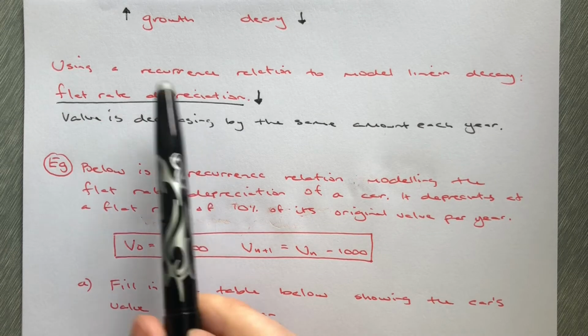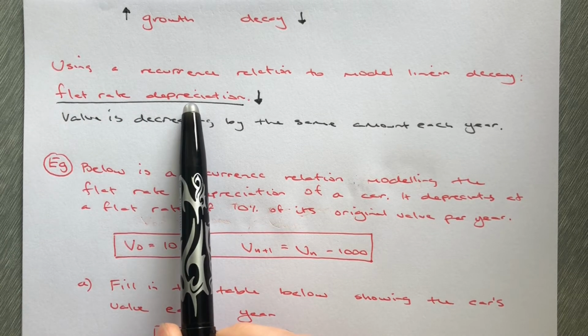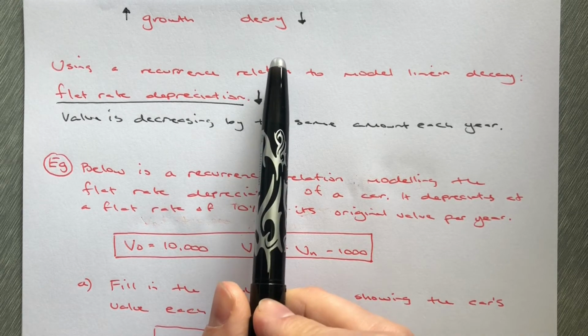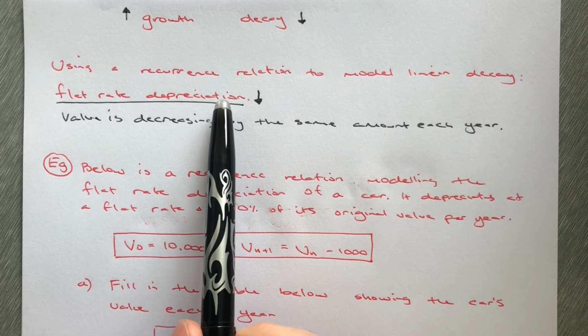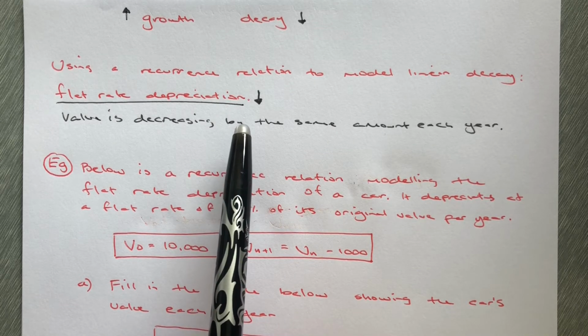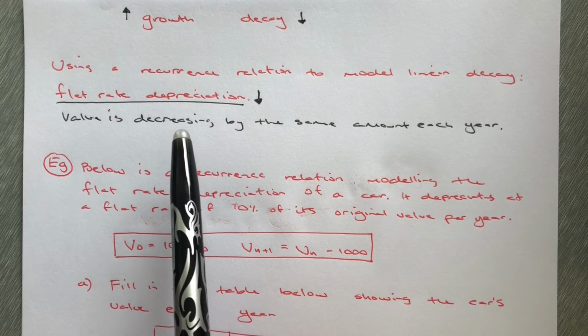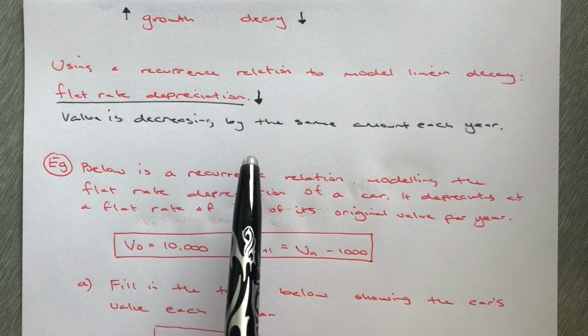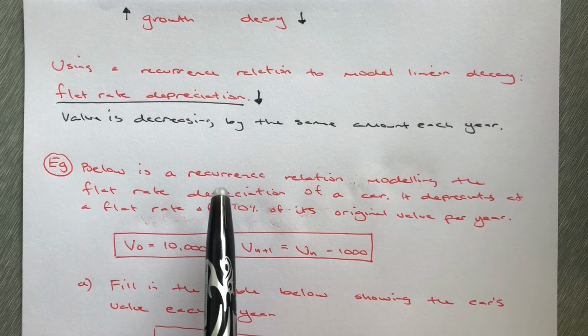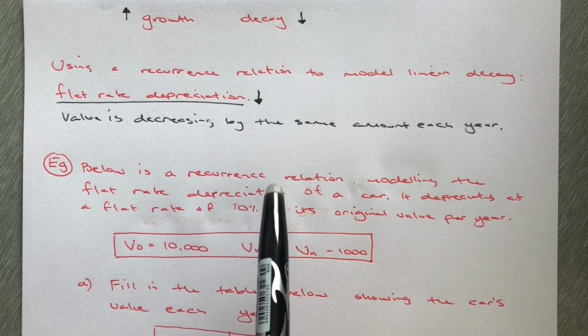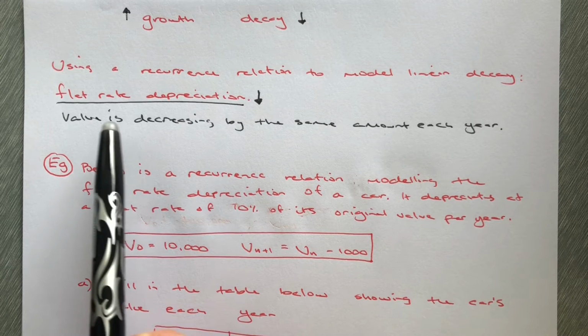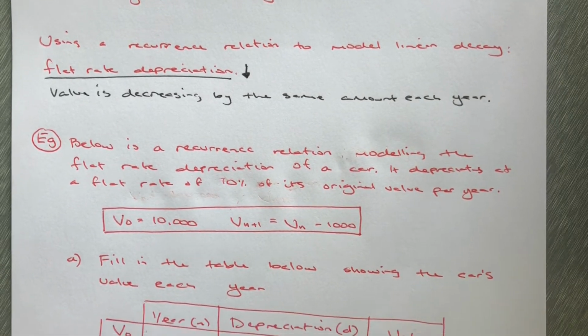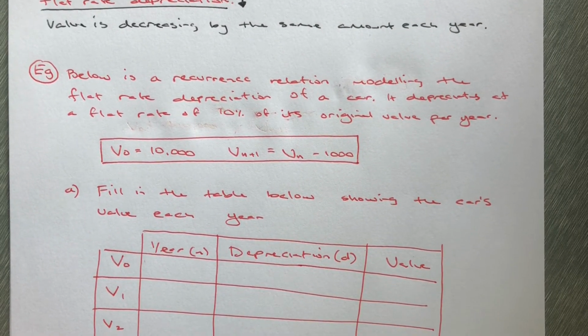And flat rate depreciation. So you may have heard the term depreciation before. It means the drop in value. So again, we're looking at decay, but particularly when we're talking about money, depreciation is one of the terms that's used. And flat rate, that just means that our value is going down at a constant rate. So if it goes down $100 the first year, it's going to go down $100 the second year, the third year, and so on. So let's do a bit of an example surrounding that. Below is a recurrence relation modeling the flat rate depreciation of a car.